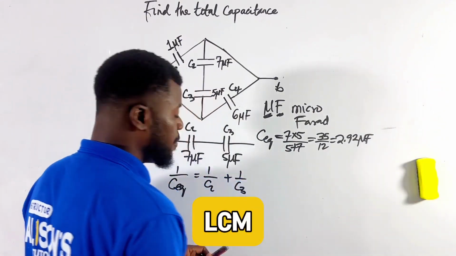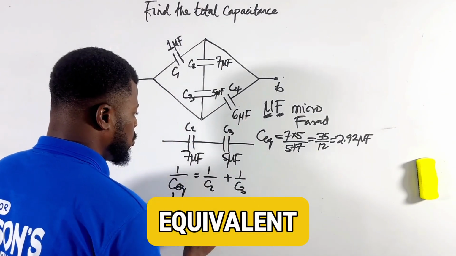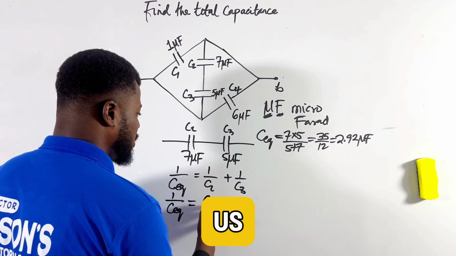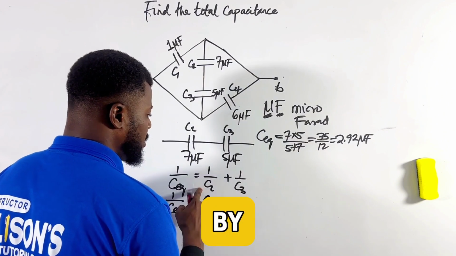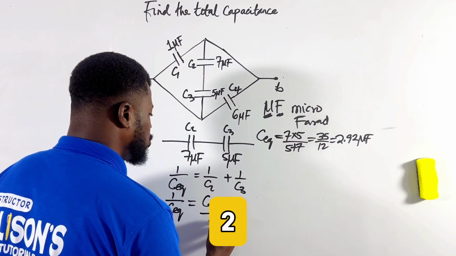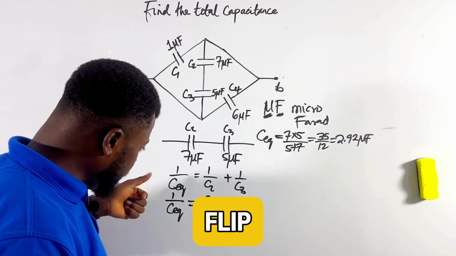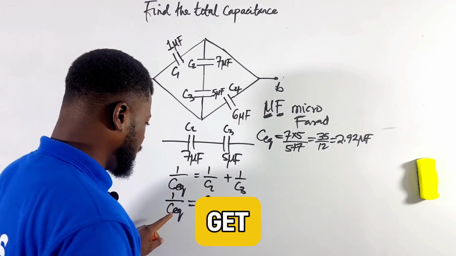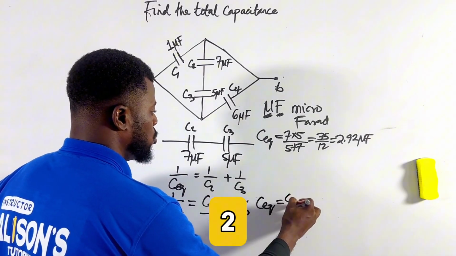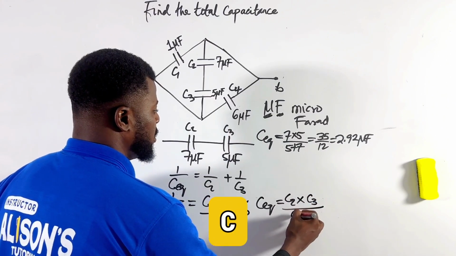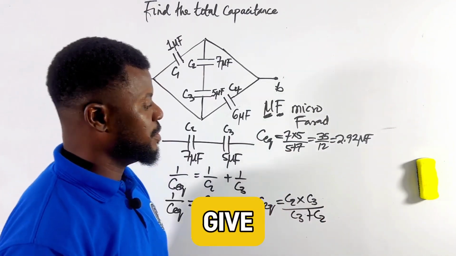If you don't want to do LCM, I want to use a shortcut. Let me teach you that real quick. C equivalent is equal to this times this: C3 times 1 will give us C3, plus C2 times 1 will give us C2, divided by C2 times C3, which will give you C2 times C3. Now you can flip it upside down to get C equivalent, and that will give us C equivalent equal to C2 times C3 over C3 plus C2. You can see that it will still give you the same thing.